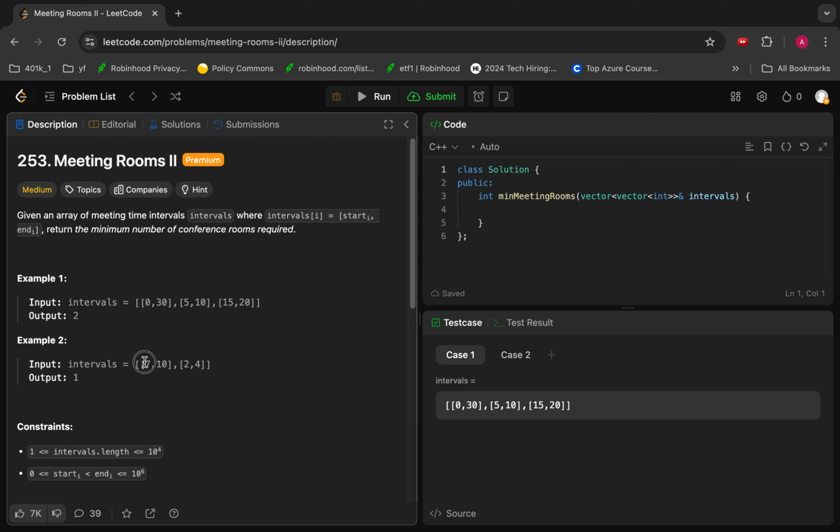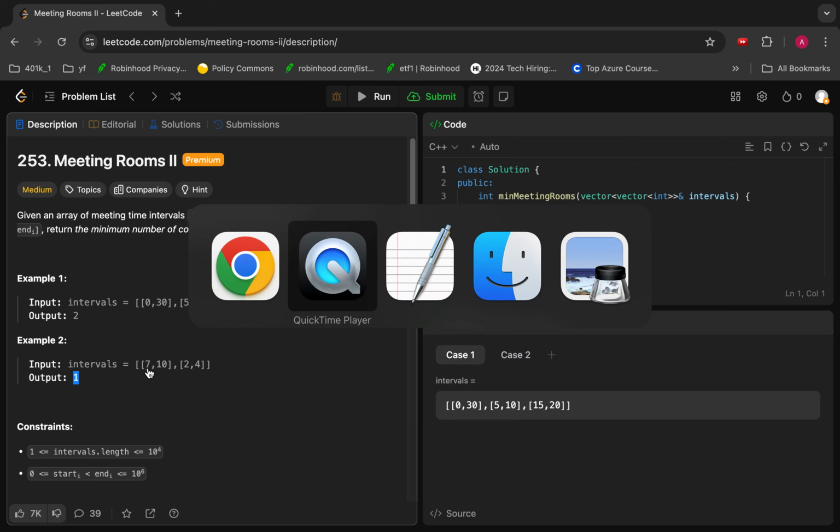And in this case, 8:07 to 8:10, you need one meeting room definitely. But 8:02 is happening earlier, so that indicates that we should sort the times. This one actually starts first, 8:02 to 8:04, and this one 8:07 to 8:10. So you need only one meeting room. They can be reused. Now let us take a look at the solution.